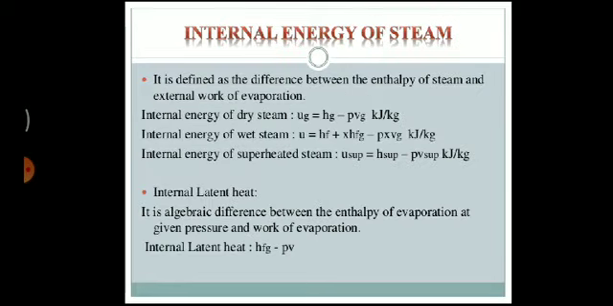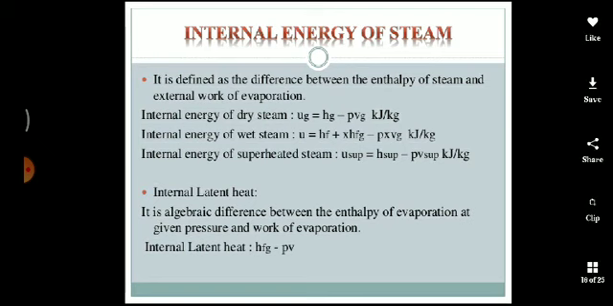Then internal energy of steam, the third property. Steam has an internal energy, defined as the difference between the enthalpy of steam and the external work of evaporation. U is equal to H minus PV. Right, this is the definition. So internal energy of dry steam, Ug is equal to Hg minus Pvg kilojoule per kg.